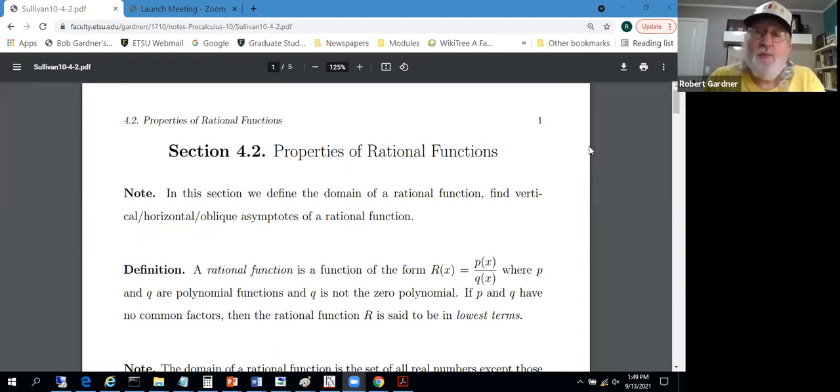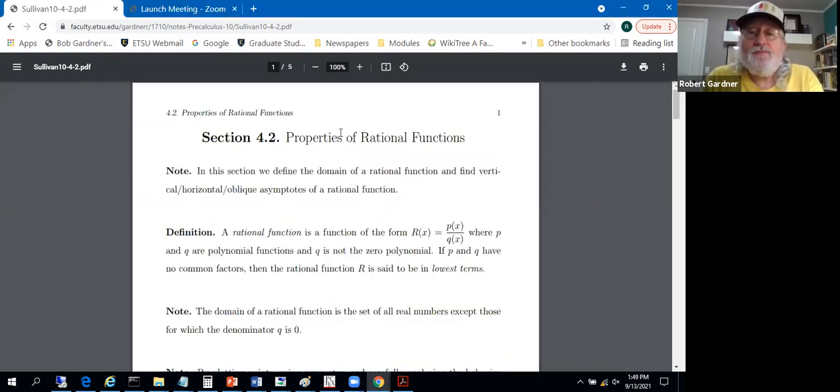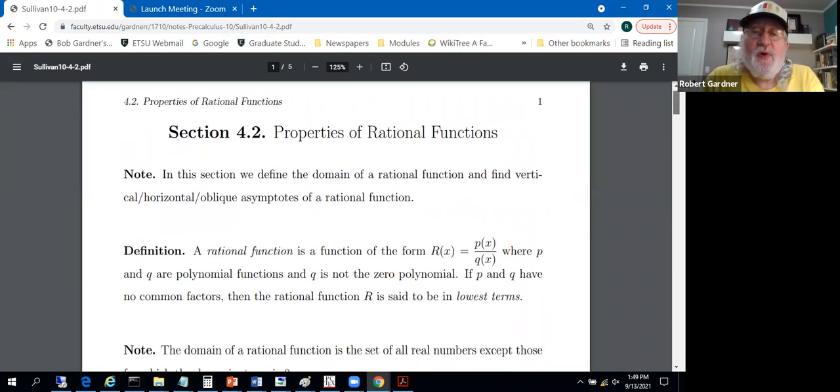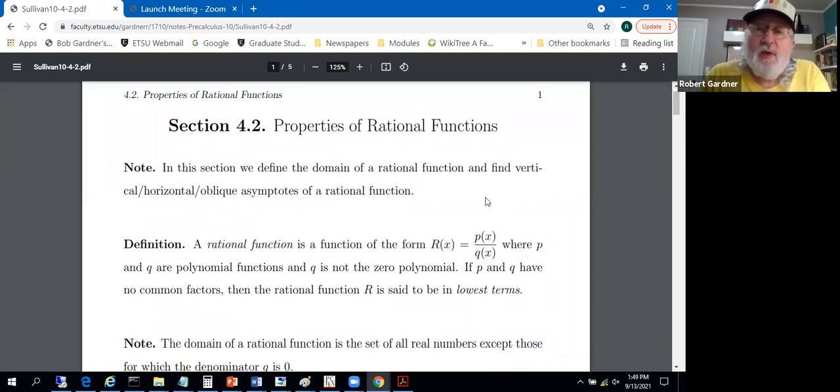Now let's take care of section 4.2, properties of rational functions. We'll look at graphs of rational functions, but we won't consider graphing of rational functions in this section. We'll consider that in the next section. The plan in this section is to define rational functions and to find vertical, horizontal, and oblique asymptotes. Again, we won't graph this information in this section. We'll talk about where it occurs, and we'll take care of the graphing stuff of rational functions in the next section.